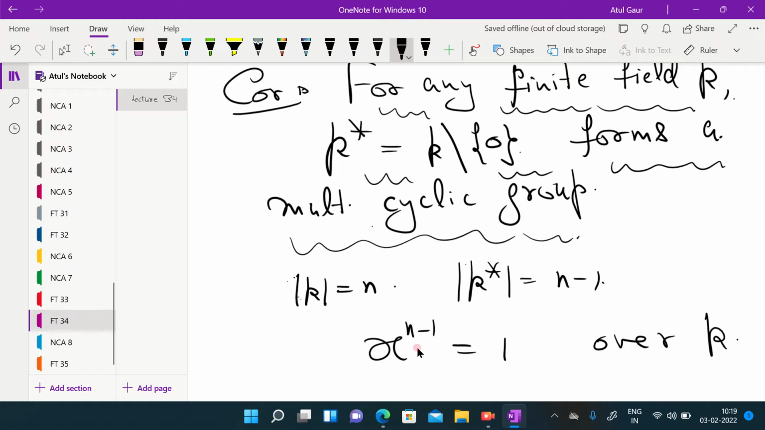And every non-zero element of K will satisfy this equation. So one thing, the roots of this equation will form a cyclic group. Now the order is n minus 1, because every non-zero element of K will satisfy this equation, right? So you will have exactly n minus 1 roots. Is that fine? Are you getting the argument or not?